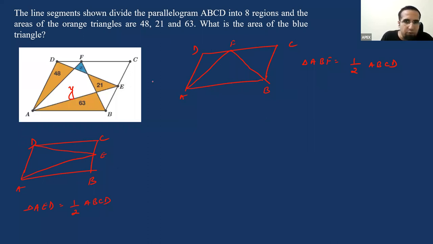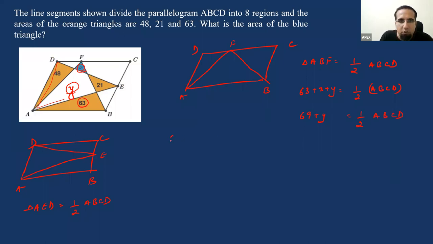Clear? So what is ABF? If I look at ABF, with A, B, and F, this part is equal to 63 plus Y plus X, right? So I can write this as 63 plus X plus Y is equal to half of ABCD. And what is AED? If you observe, this is AED. AED is nothing but 48 plus 21. Clear? That is 69 plus Y is equal to half of ABCD.